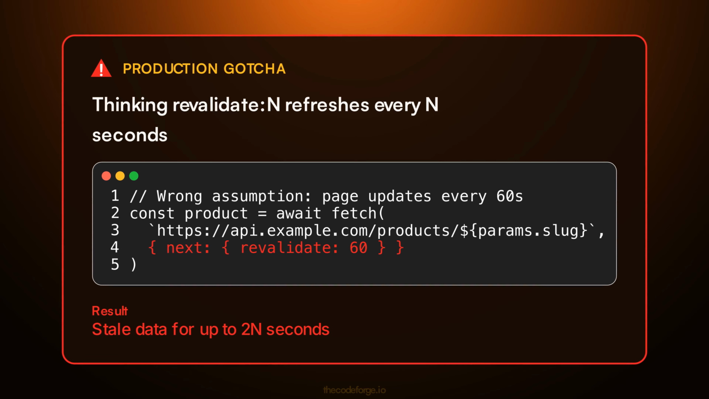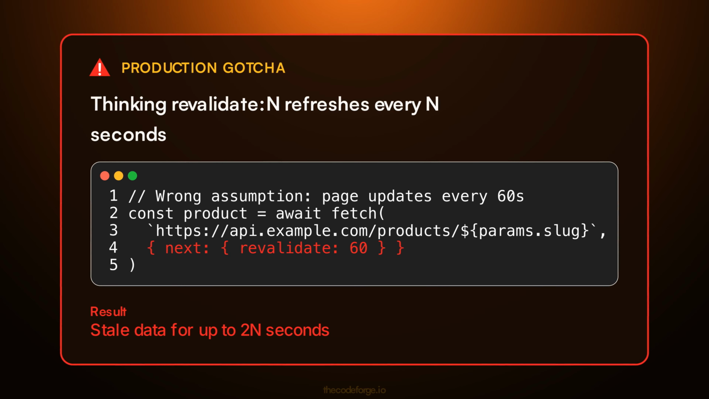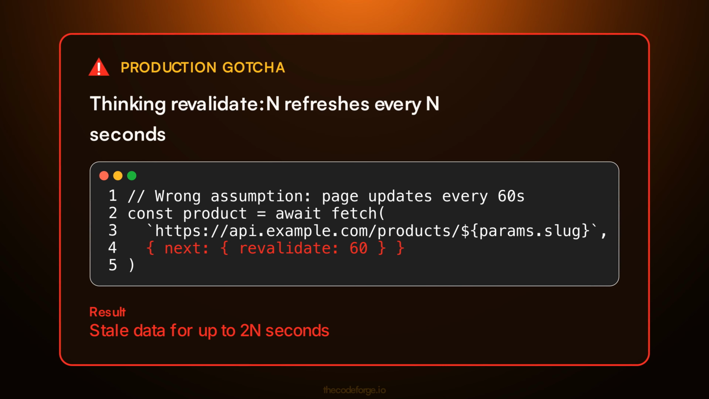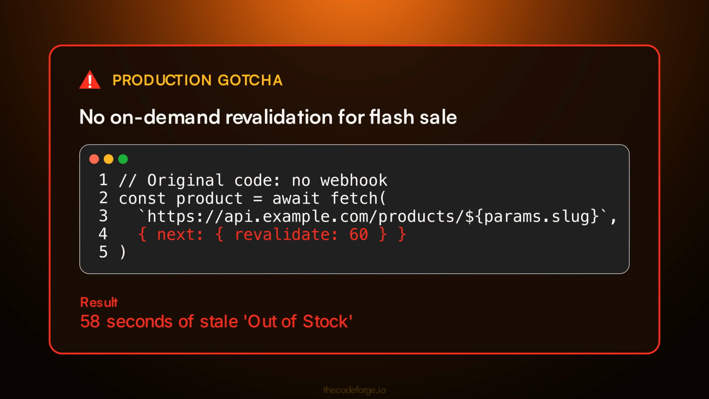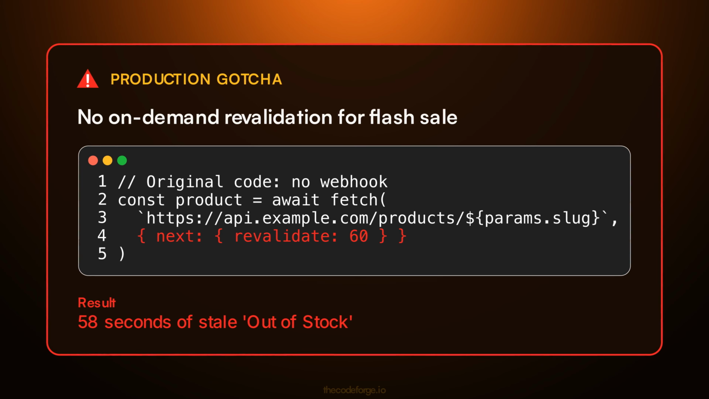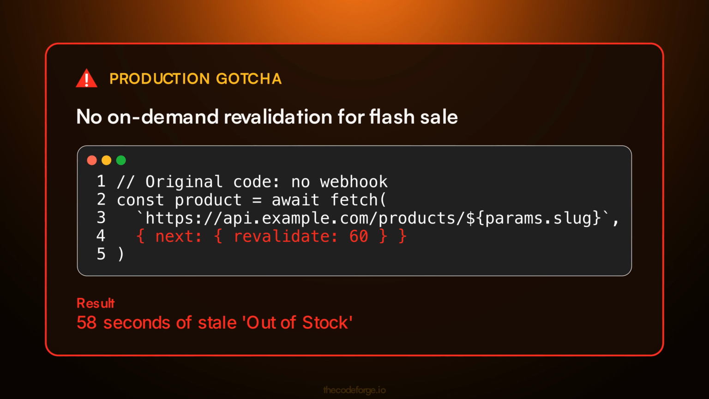Many developers think revalidate 60 means the page updates every 60 seconds. In reality, it means the page regenerates at most once every 60 seconds, triggered by a request. The current visitor always gets stale data if the timer hasn't expired. The original code only used time-based revalidation. Without on-demand revalidation, the stale window lasted 58 seconds. Adding a webhook that calls revalidatePath eliminates this delay.